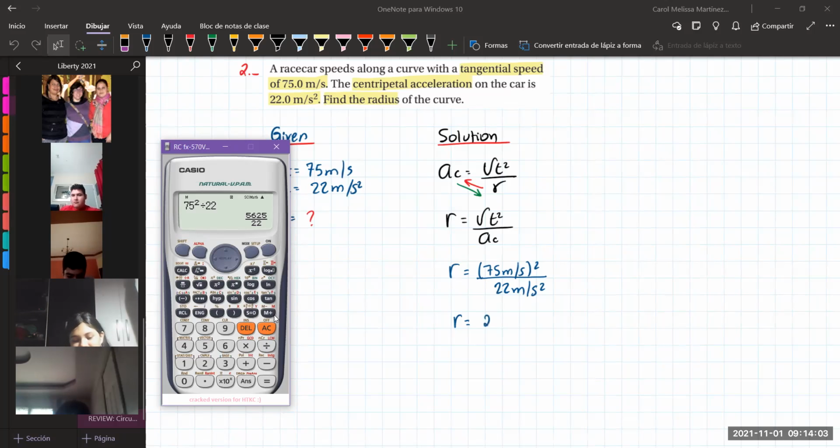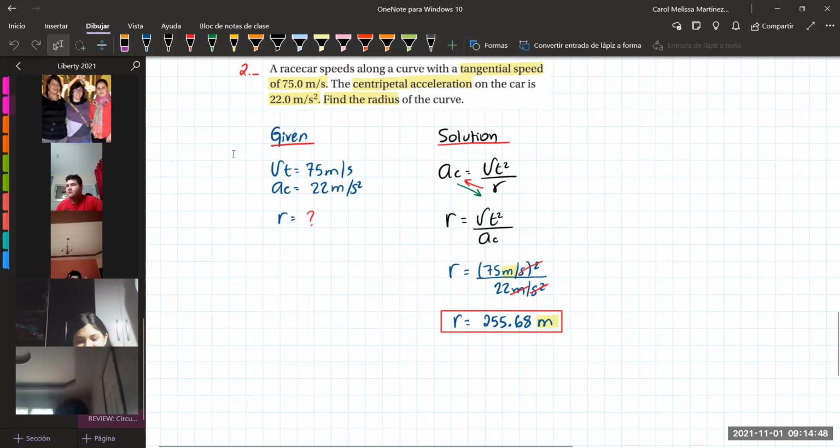Did you get the same answer as me? Yes, Miss. Okay. So here second square cancels with second square, and one of the meters is cancelled with the meters below. So the final unit is going to be just meters. This is the answer in scientific notation, but if I just want the full answer, anyway, I'm not going to do that.